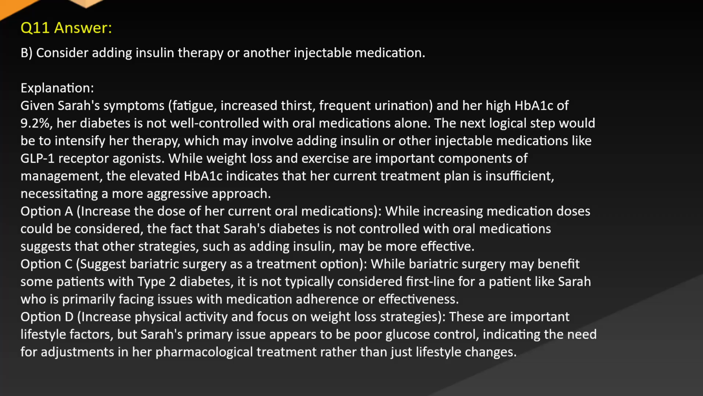Option D, increase physical activity and focus on weight loss strategies. These are important lifestyle factors, but Sarah's primary issue appears to be poor glucose control, indicating the need for adjustments in her pharmacological treatment rather than just lifestyle changes.